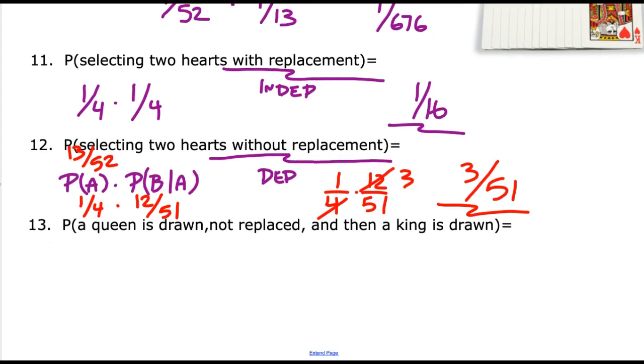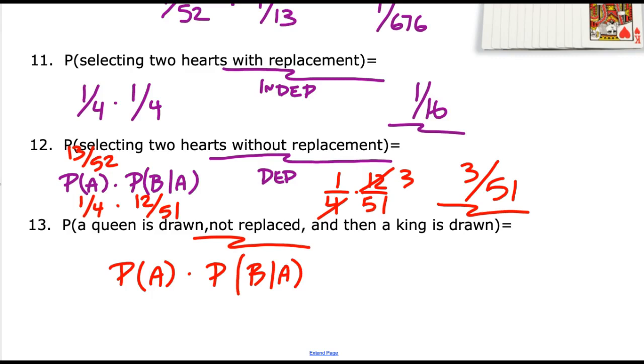Okay. And then the probability of a queen not replaced again. So a queen drawn and then a king drawn. Well, queen drawn, that's going to be the probability of A times the probability of B given A happened. So probability of one queen is going to be 1/13th. And the probability of a king, there's still 4 kings left, given that a queen was drawn. So that would be 4 out of 51. So that's going to be 4 out of whatever 51. Let's see here. 13 times 51. 663.